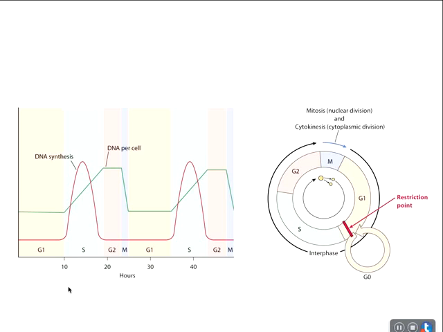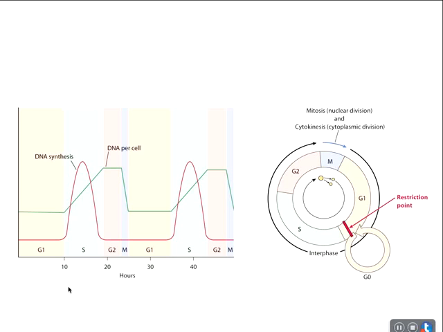Now there is a control point that becomes really important to the cell. Here they're showing you what's called the restriction point. The restriction point is what's going to stop the cell from entering into S phase. This is what really controls whether or not the cell is going to divide. Because once it enters into S phase, it's going to go through the rest of the process. So this is sort of the stop signal for, is this cell going to stay in G1 or is it going to move into S phase? That's called the restriction point.